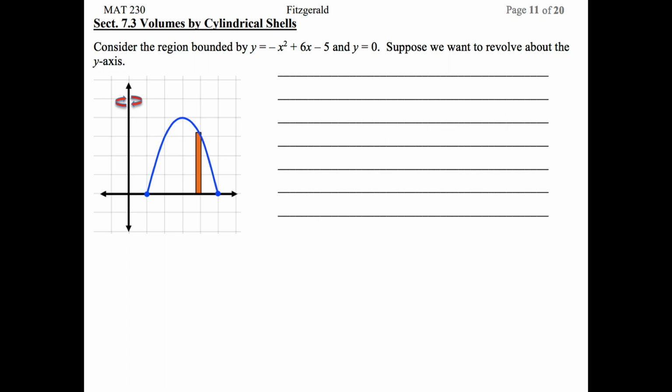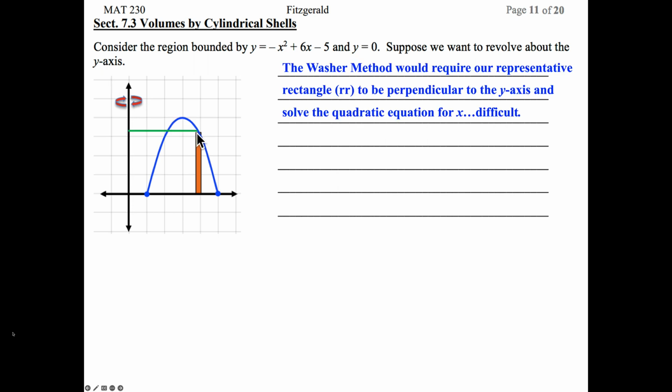So to give you a miserable example, consider the following region bounded by y equals negative x squared plus 6x minus 5, that's our blue curve, and y equals 0, that's our x-axis. Suppose we want to revolve this about the y-axis. Well, if you were to do the washer technique, here's going to be, in green, my reference rectangle. Right now, hopefully you can see we've got a bit of a strange situation.